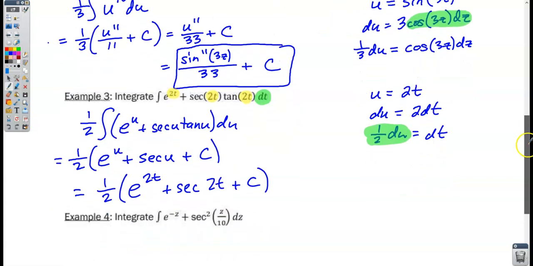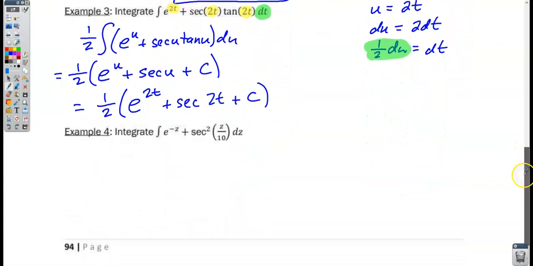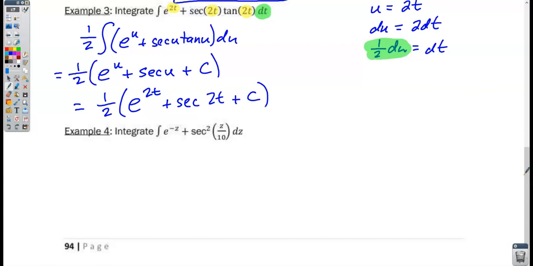Example 4 is very similar. It's the sum of two things, but in this case, one substitution is just not going to work because we've got two different things that we're substituting. So what do we do in a situation like this where we've got multiple terms and different substitutions are appropriate? Well, when we have the sum of two things, if you remember back when we talked about properties of integrals, we said that we could take the integral of f of x plus g of x, and that was equal to the integral of f of x plus the integral of g of x.